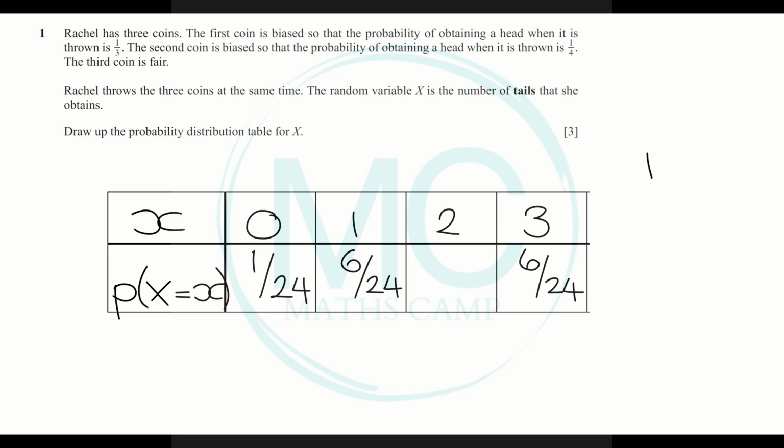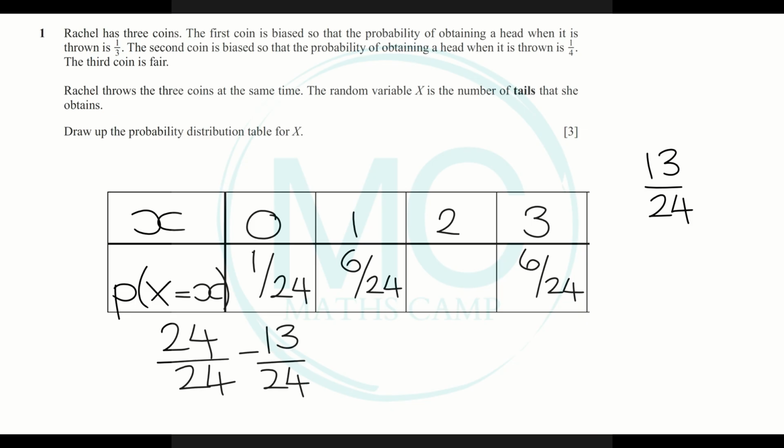So right now I have 13 over 24. I'm going to write 1 as a fraction over 24. I can say 24 over 24 minus 13 over 24, and I'm left with 11 over 24. This is the probability of two tails, and I can fill this in to my table over here.